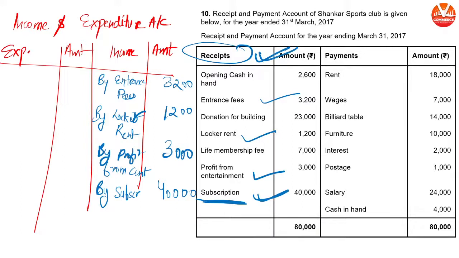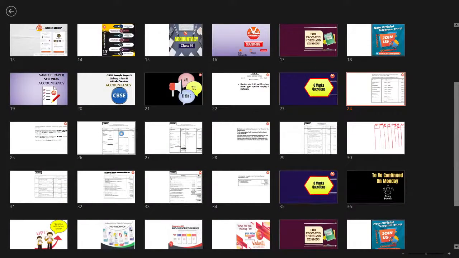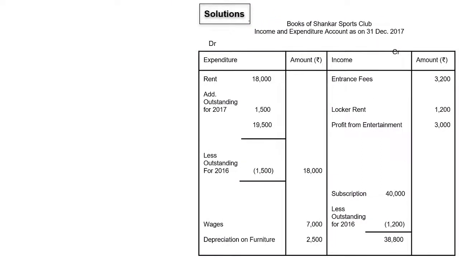So now we have recorded all the receipts on the credit side of the income and expenditure account. Now, after recording the receipts, we will come to the payment side. So first we have rent. Yes, rent will be recorded on the debit side. Then we have wages. Yes, wages will be recorded on the debit side. You can see here in the income and expenditure account, this is the solution. We have recorded rent. We have recorded wages.